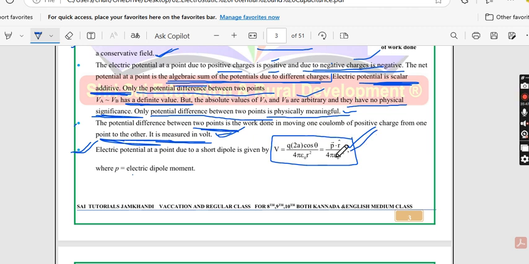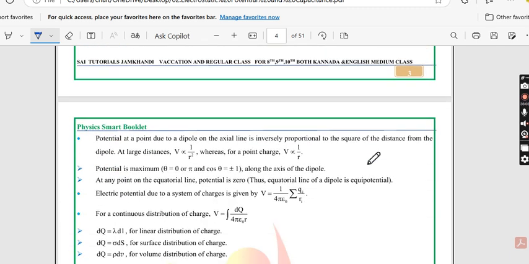If you remove the cos theta, in vector form it will be written as P bar dot R cap divided by 4 pi epsilon naught into R square. This is the expression for electric potential at a point due to a short dipole. I hope this derivation is clear to you. Now, some important notes to be written.